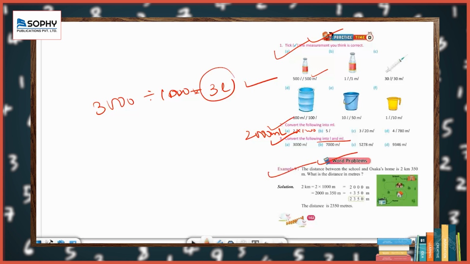In example number 9, the distance between the school and Osaka's home is 2 km 350 meter. What is the distance in meters? For example, students, 2 km is equal to 2000 meter, and we have to add 350 meter. That means the distance is 2350 meters.